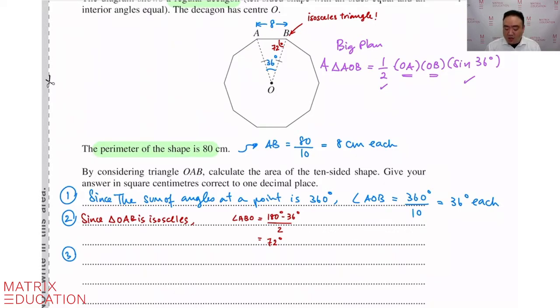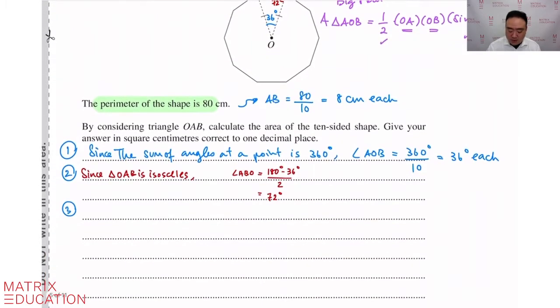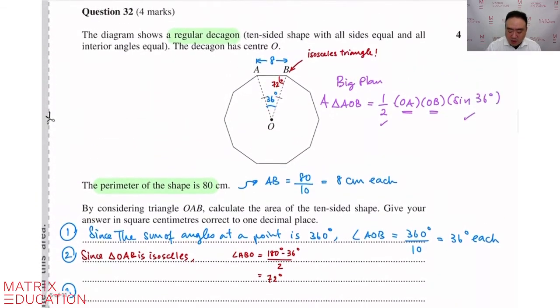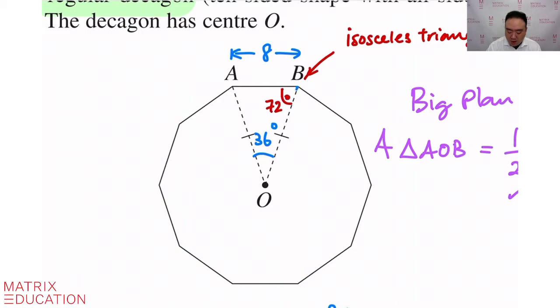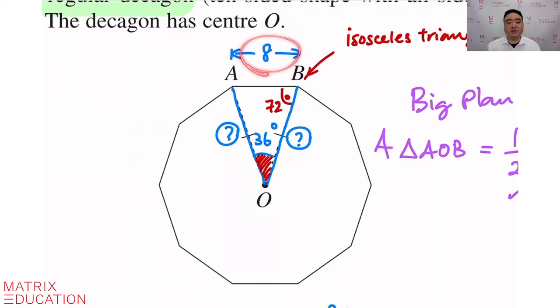So here we can use the cosine rule. Why is that so? Because we have OA and OB of equal length, which are the unknowns in this case. The unknowns are the same. And we have this 36 degrees, which is the angle sandwiched in between the two unknown sides. And we have this side opposite to the unknown angle.